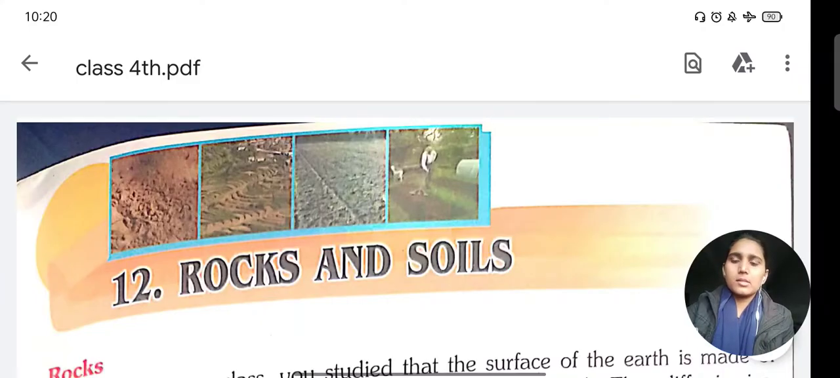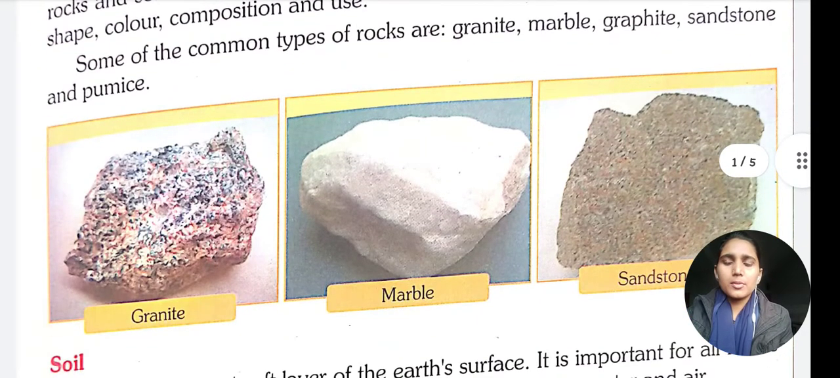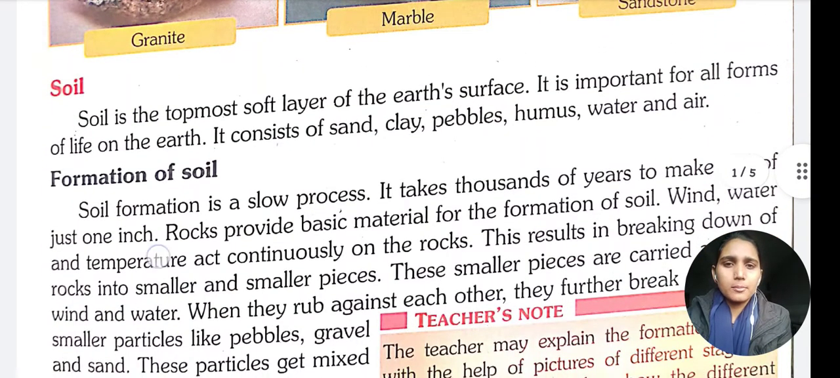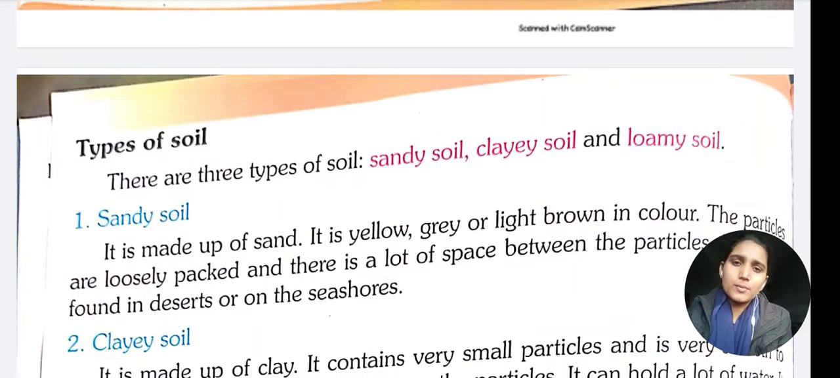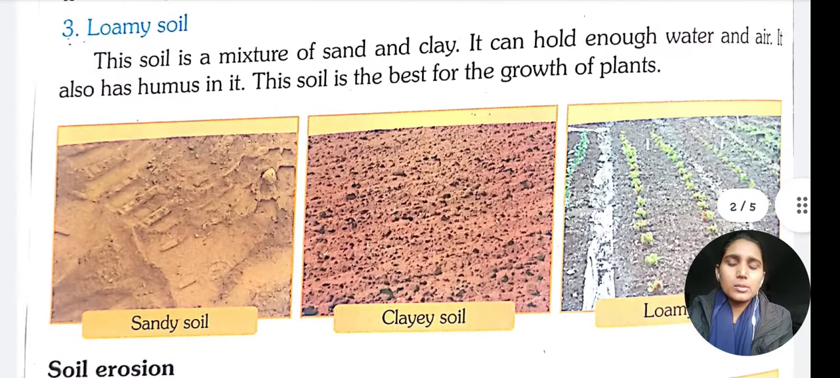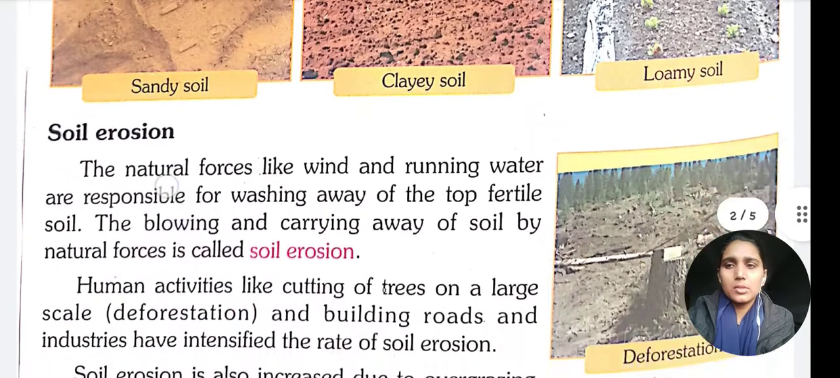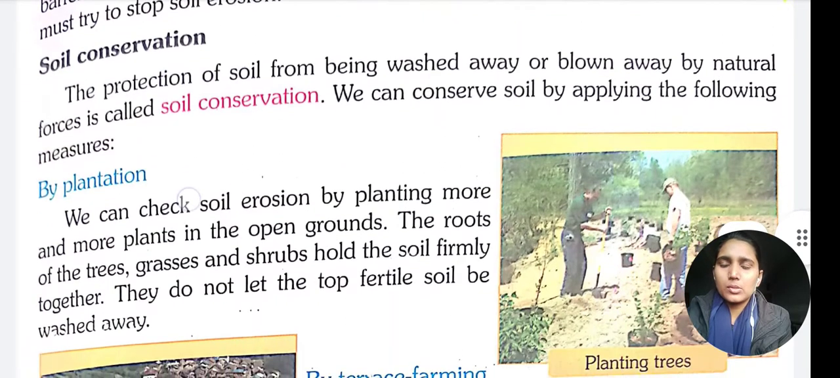So students, this is your chapter. In this we have seen the rocks. Then we have seen this diagram in which we were discussing granite, marble and sandstone. After that we have seen the soil, the formation of soil, and yesterday the types of soil. We have also gone through this diagram in which we discussed sandy soil, clayey soil and loamy soil. After that we discussed soil erosion, and today we will be studying soil conservation.